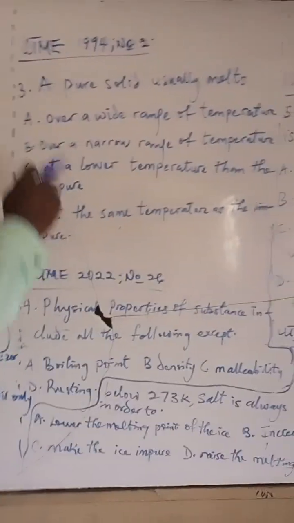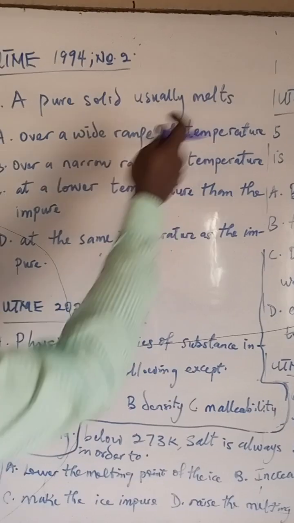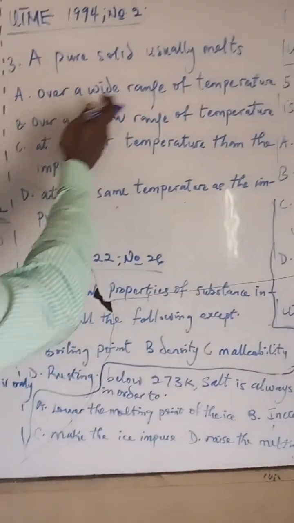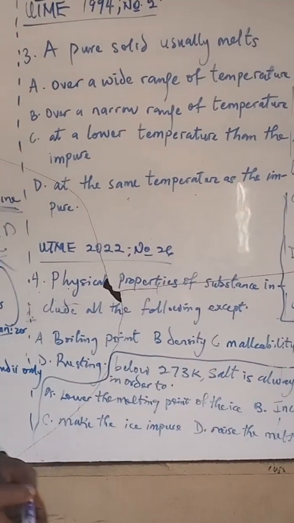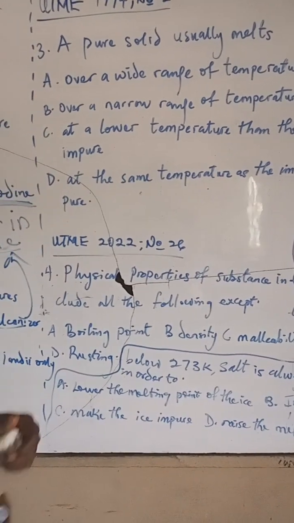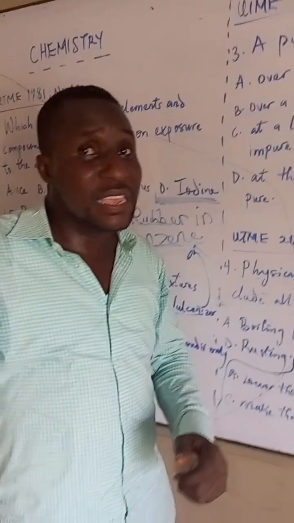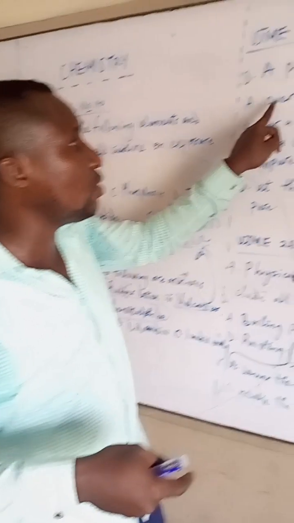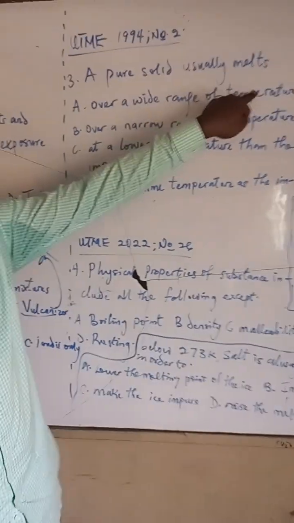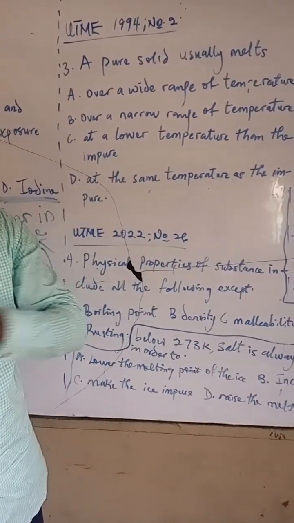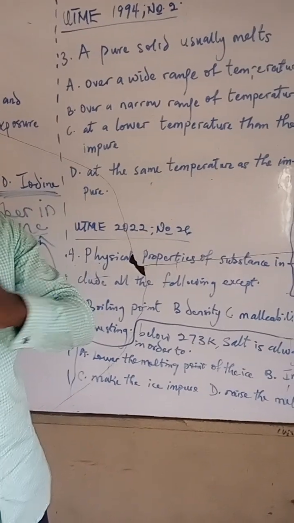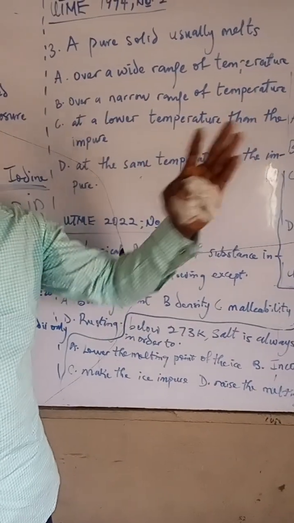Melting point. The question is, a pure solid usually melts over a wide range of temperature. That is wrong. An impure substance will melt over a wide range of what? Temperature. They won't have a constant or what? Sharp melting point or boiling point. It will be a range for impure.